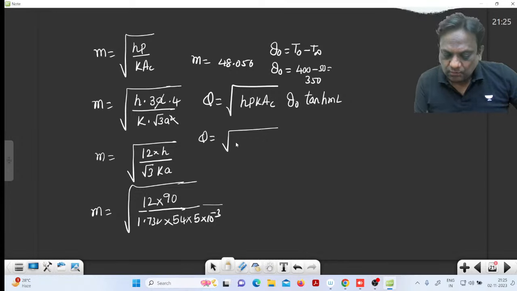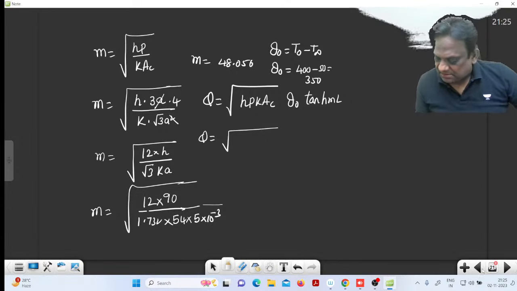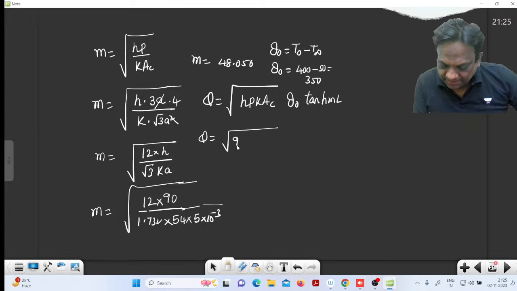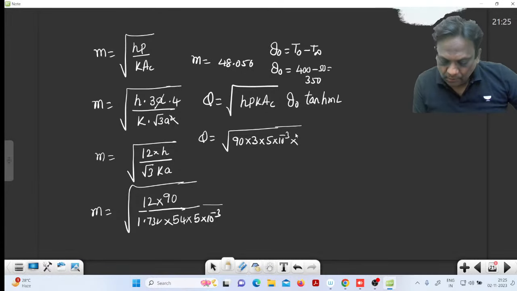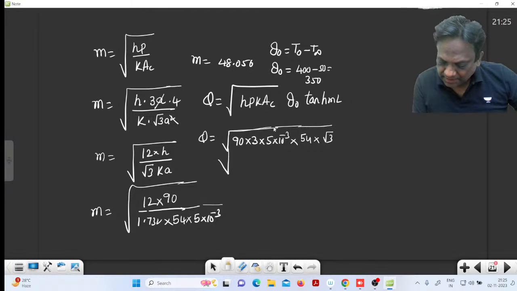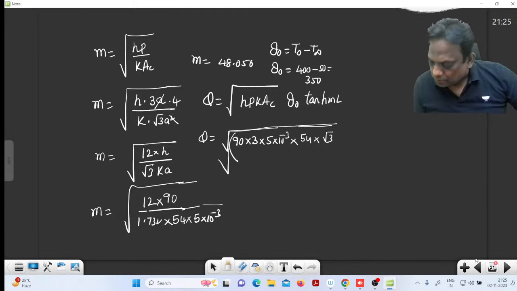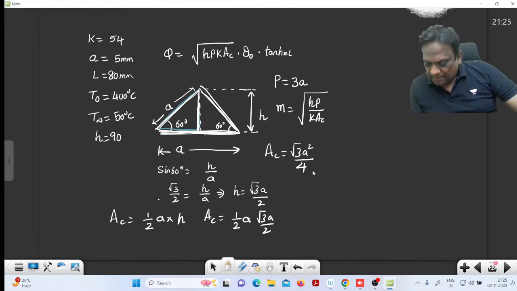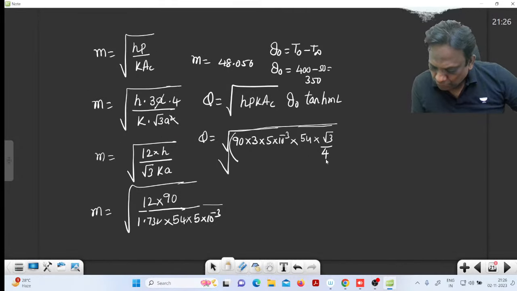सब आ गया सर. H. What is H? H का वैल्यू कितना है सर? 9. Perimeter 3 times A. A is 5 into 10 power minus 3. And K. What is K given sir? 54. And the cross section is, देखो एक बार, cross section is √3. ये पूरा बड़ा रूट है सर. And cross section is √3 by 4 a square. √3 by 4 a square means 5 into 10 power minus 3 is a उसका whole square.